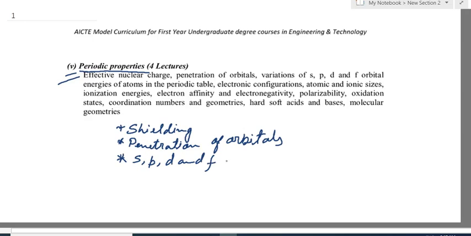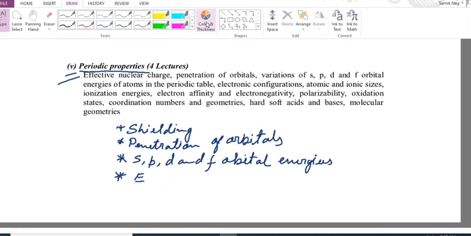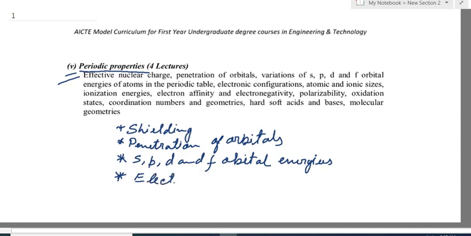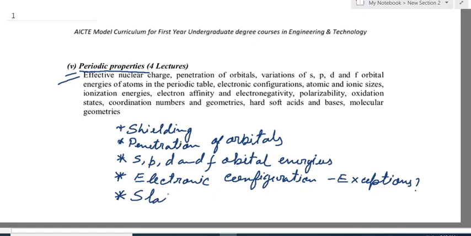the concept of penetration of orbitals, the variation of energies of S, P, D and F orbitals due to the effect of shielding and penetration, and as a consequence we'll find how they affect the electronic configurations of various elements with the exceptions, and lastly we'll cover the Slater's rule for computing effective nuclear charges.